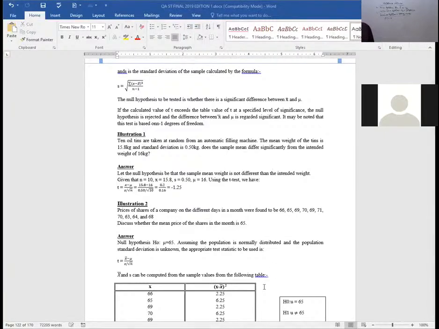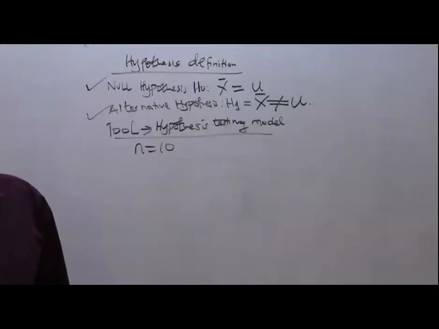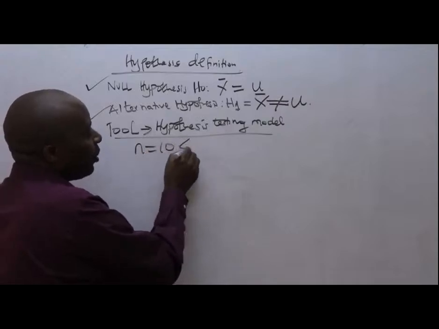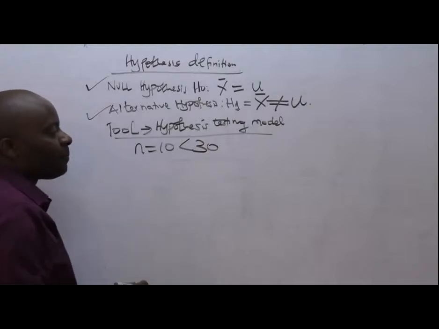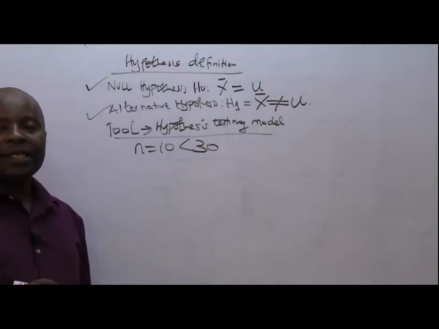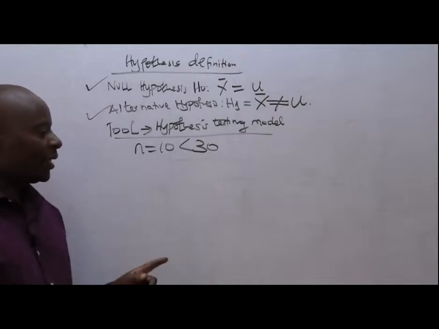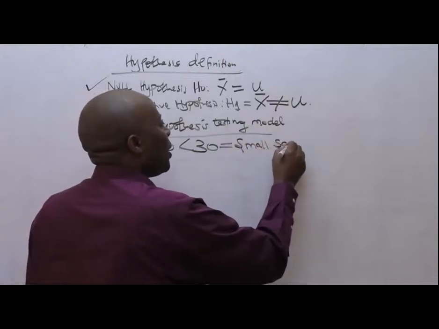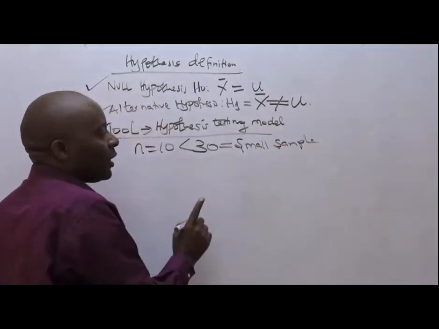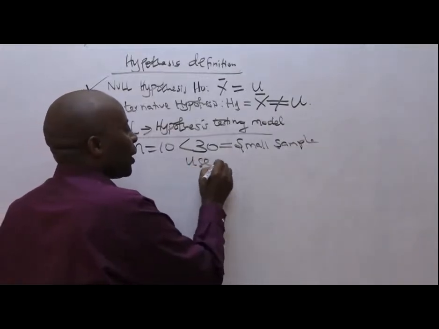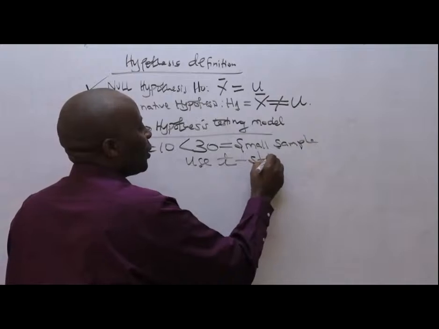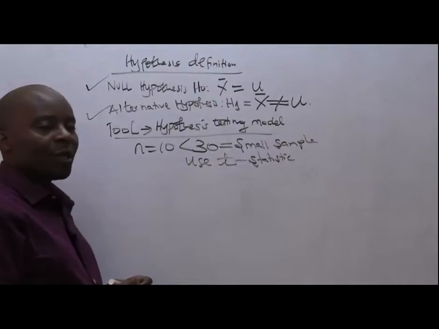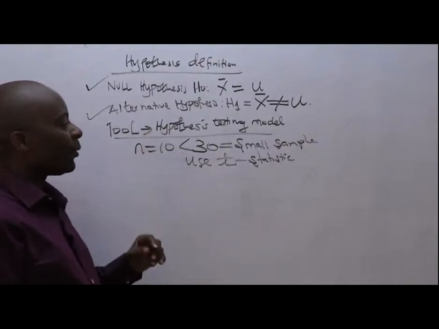So N is 10. And when N is 10, ladies and gentlemen, it is a small sample, because it is less than what here? It is less than 30. And if it is less than 30, then this is what we shall call a small sample. And if we are calling it a small sample, then we shall use the T statistic to test this hypothesis.